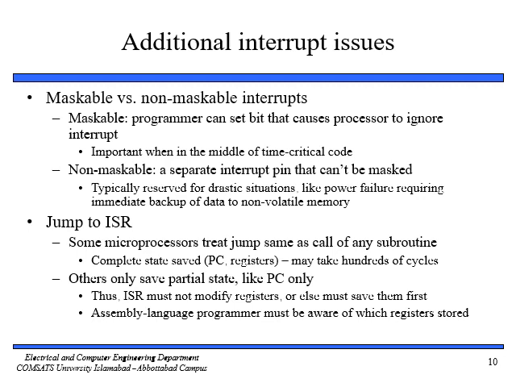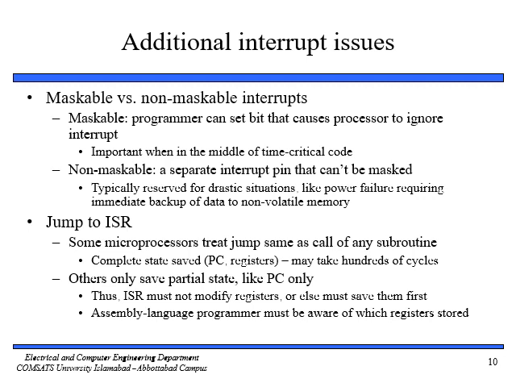This is important when in the middle of time critical code. For example, if you are executing some very critical code, we do not want any peripherals to disturb the processor by issuing some interrupt. So we use a maskable interrupt. In non-maskable, we use a separate interrupt pin that cannot be masked. So we cannot mask it. Typically it serves for drastic situations.